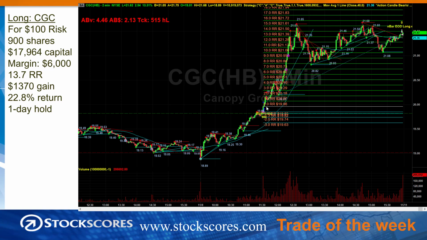So in this case, if you were using a $100 risk tolerance, you would take 900 shares. That's just under $18,000 of capital required. However, you can margin that 3 to 1, so the amount of capital that you have to have is actually only $6,000. It ultimately earned a 13.7 RR return, which is a $1,370 gain for a $6,000 capital investment. That's a 22.8% return for a one-day hold.